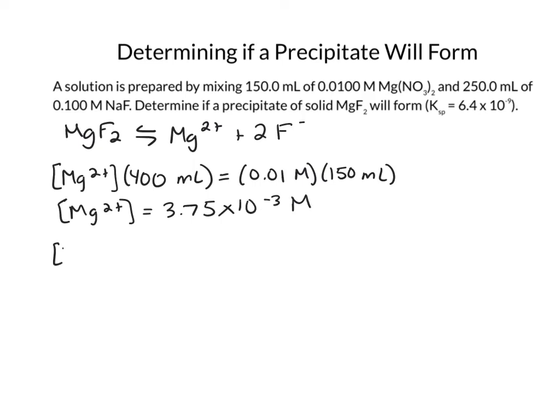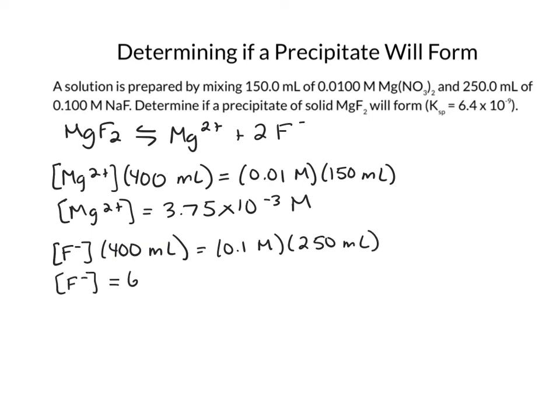All right, so now I need to look at my source of fluoride ions in that same 400 milliliters. That is going to come from my sodium fluoride. So I got 0.1 molar in 250 milliliters. That means that my concentration of F minus is 6.25 times 10 to the negative second molar.